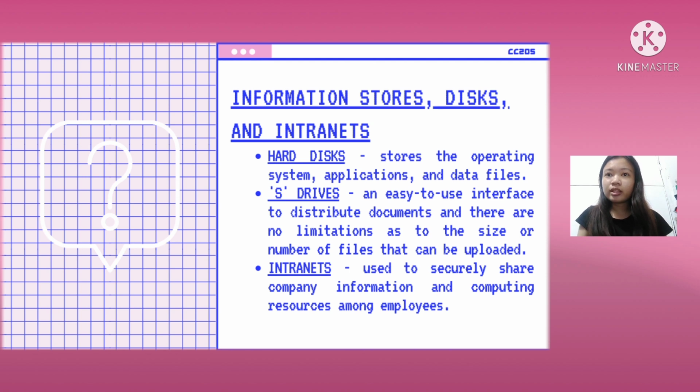Intranets refers to a private network contained within an enterprise that is used to securely share company information and computing resources among employees. Moreover, it is a key tool both for formal communication from management to staff and for multiple permutations of peer-to-peer exchange between departments.